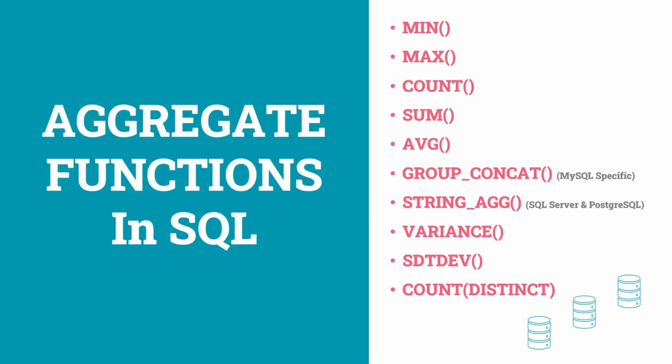Hello friends, today we are going to learn the aggregate functions in SQL, which contain min, max, count, sum, average, group concat (which is MySQL specific), string aggregate (SQL Server and PostgreSQL), variance, standard deviation, and count distinct element.